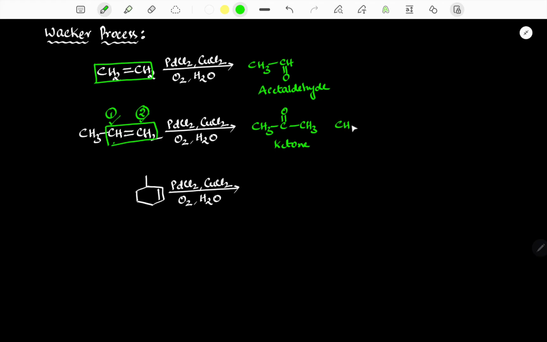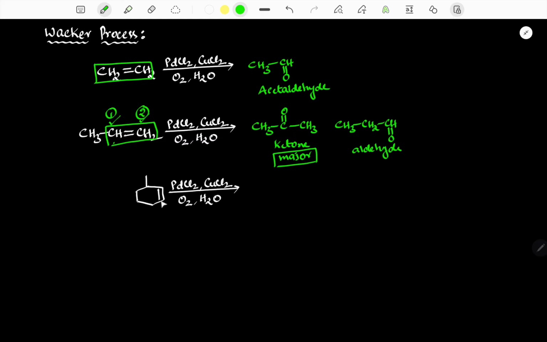Second product is CH3, CH2, CH double bond O. It is an aldehyde. Among these two, ketone is the major product.